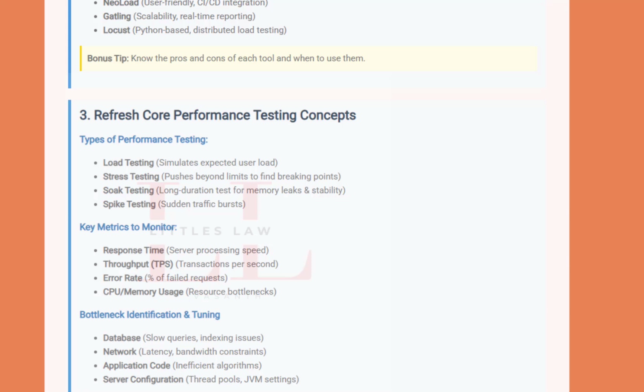And then we have the error rate, which is the percentage of failed requests. And then we have CPU or memory usage, which identifies resource bottlenecks. On top of it, I would always advise the person attending the interview to talk more about bottleneck identification and tuning, like knowing where the bottleneck might occur.